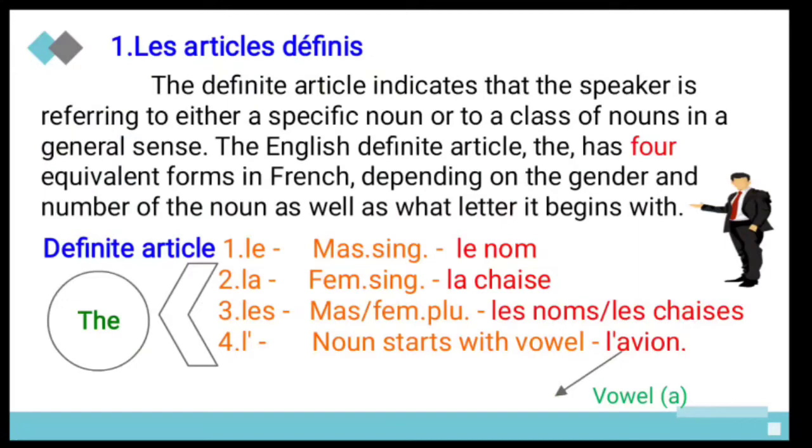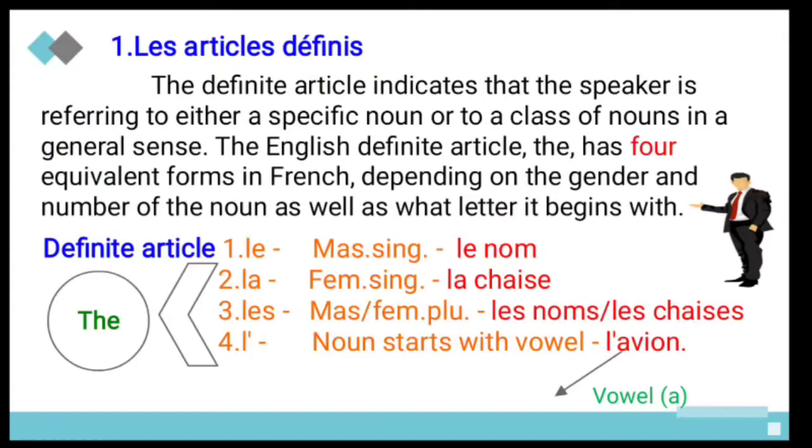The definite article indicates that the speaker is referring to a specific noun. What is a specific noun? A certain person, certain place, certain thing, and to a class of nouns in a general sense. And in English, the definite article has 4 equivalent forms in French. So how many forms in French? 4, depending on the gender and the number of the noun, as well as what letter it begins with.